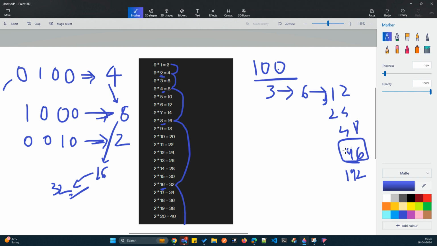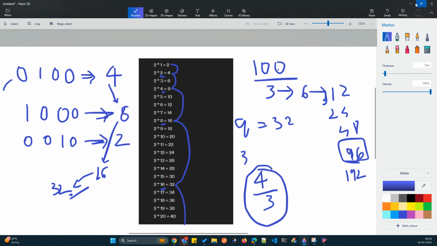After shifting, this will be 96, and the quotient would be 32 so far, since we have added 3 plus 3 plus 3 and so on, up to 96. Now after our left shifting, we are left with four more. So our new calculation would be 100 minus 96, which is equal to 4, divided by 3. This will be the new loop, 4 divided by 3, and the same thing will go on.